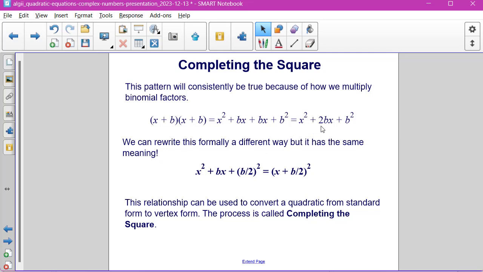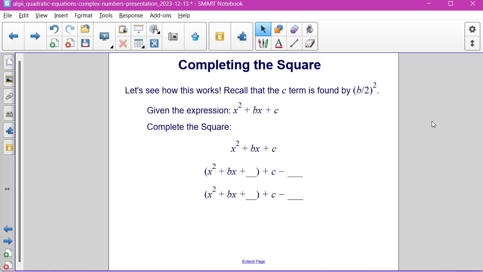We could take the 2b and write it as 1b, but then we would have b over 2 being squared at the end. So then the final square form would be x plus b over 2, and that entire binomial being raised to the second power. And this relationship can be used to convert a quadratic from standard form to vertex form, and this process is called completing the square. Let's see how completing the square works.